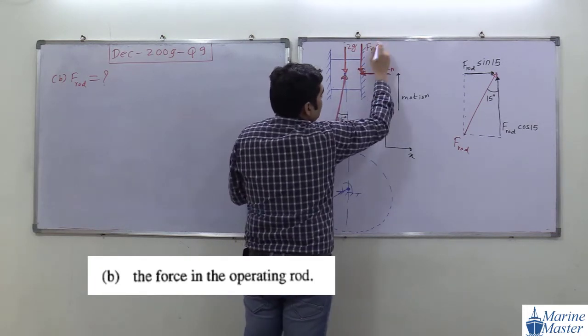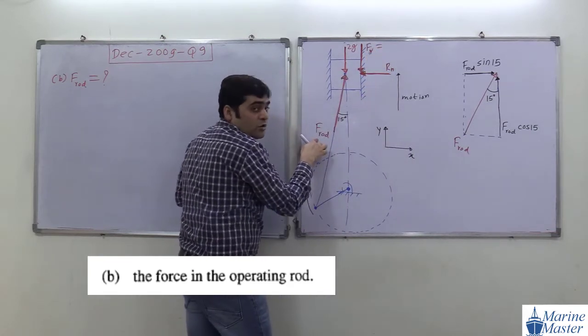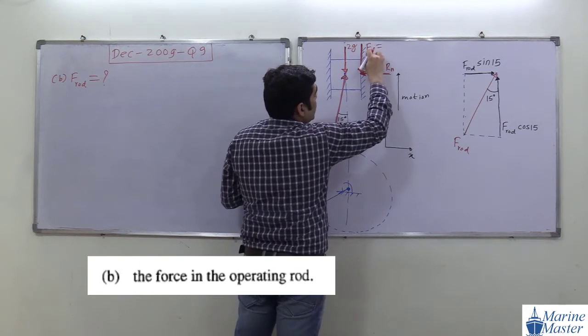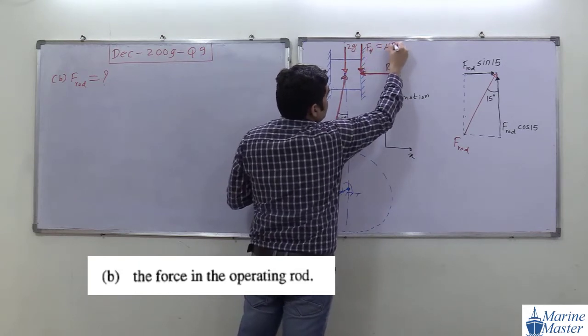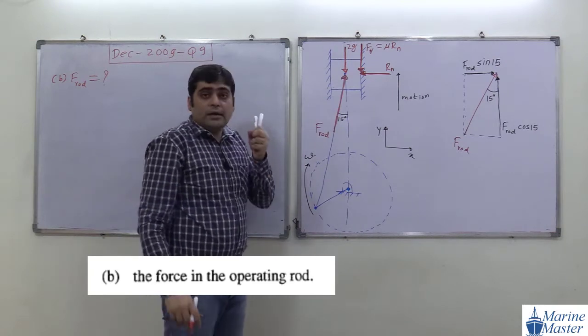Friction force is Fr, F suffix R. Don't get confused, this is F rod, the operating rod force. Fr means mu Rn. We studied all these things in our friction chapter. Fr means mu Rn. Now try to see the scenario.